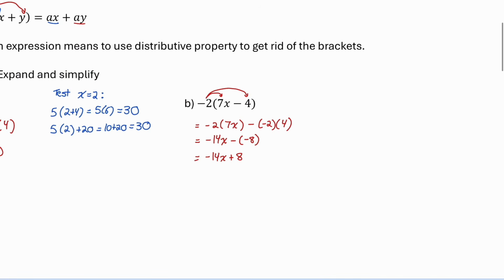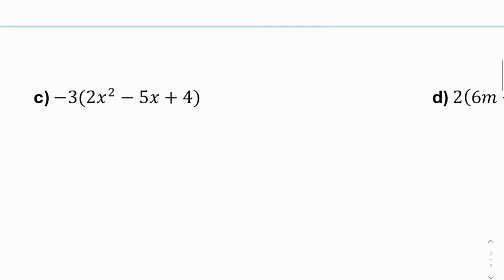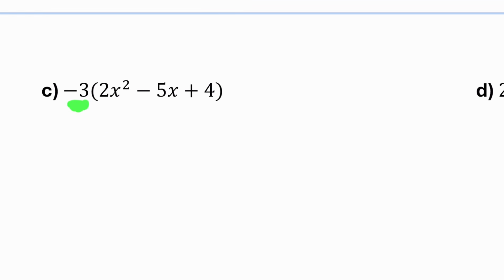And now let's move on to part C, where this time I have a monomial multiplied by a polynomial with 3 terms, which we call a trinomial. So this negative 3 has to be multiplied by all 3 terms inside that trinomial to expand it.